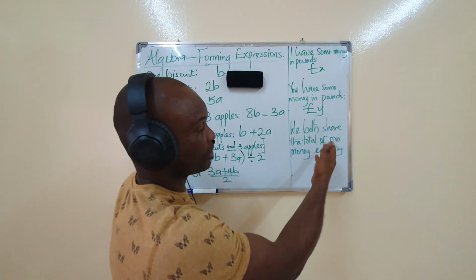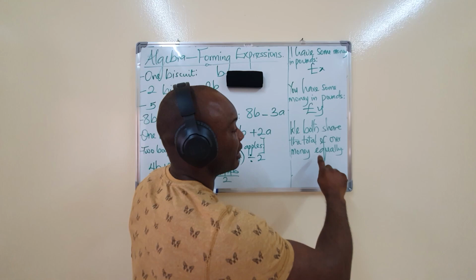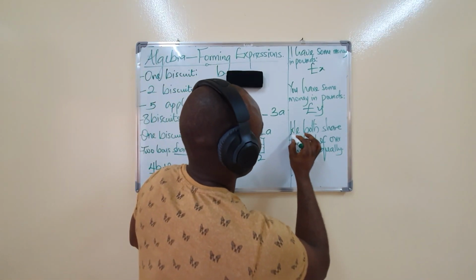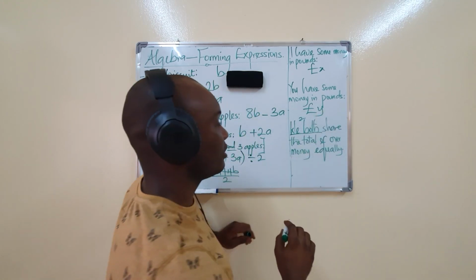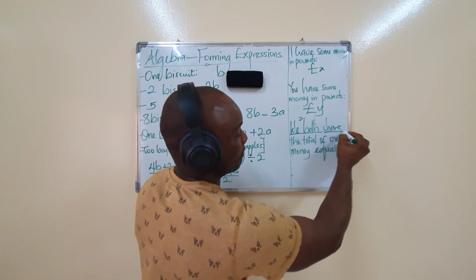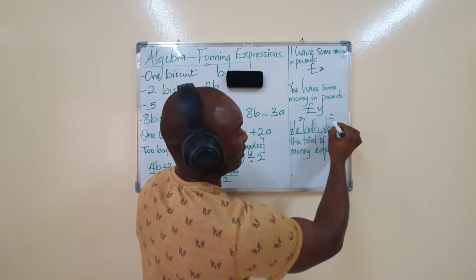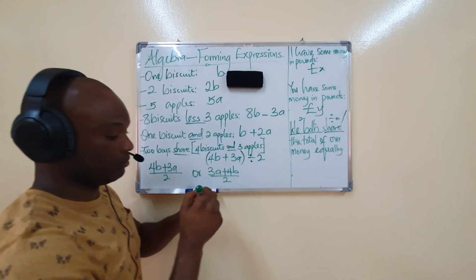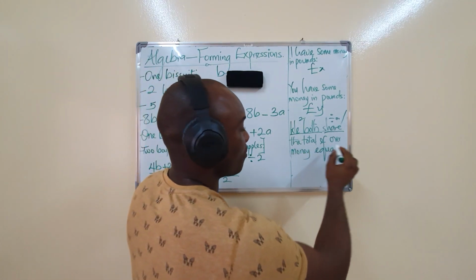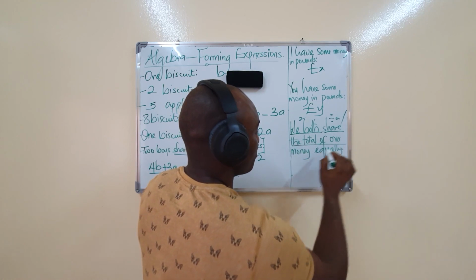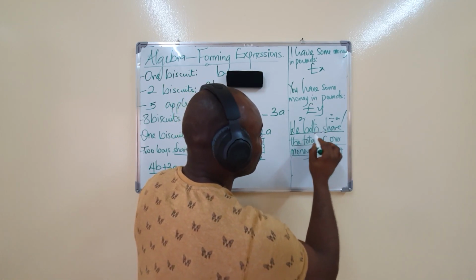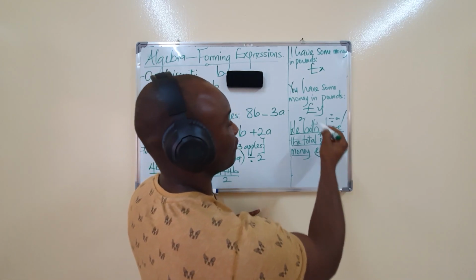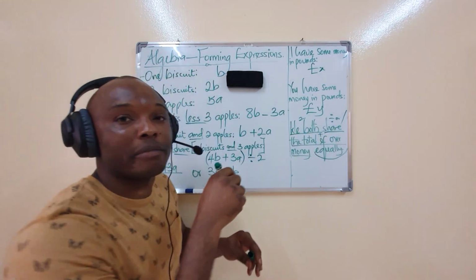Now look at the next expression. We both share the total of our money equally. Be careful when expressing this. First, we both. How many are we? There are 2 of us. Second, we share. What mathematical sign comes to mind? Division sign. You can use this division sign or that which we use to express a fraction. The total amount of our money. What does total amount of our money indicate? It means we have to add our money together. And then since we are sharing equally, both of us will be sharing it. That's the 2 we've already written up there.